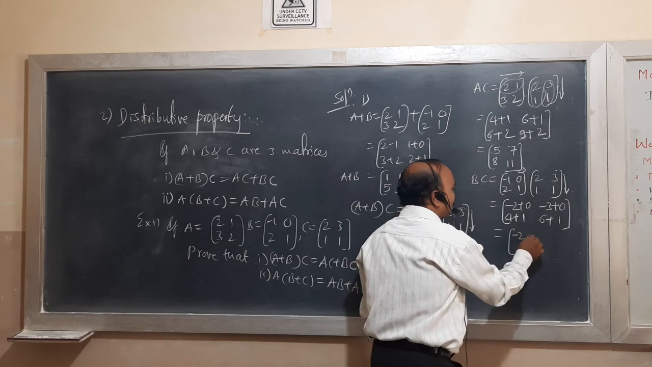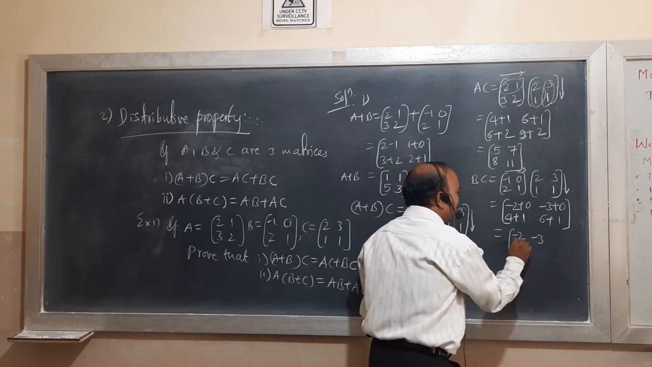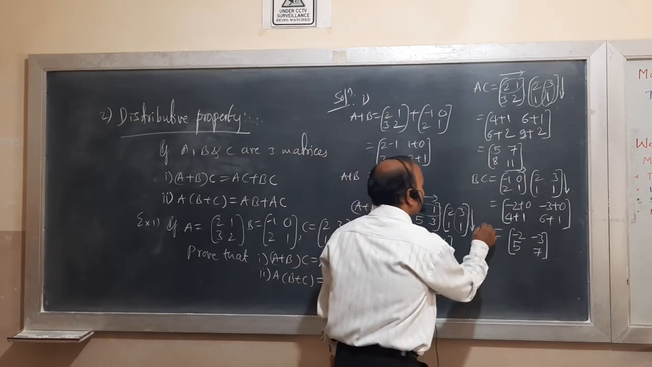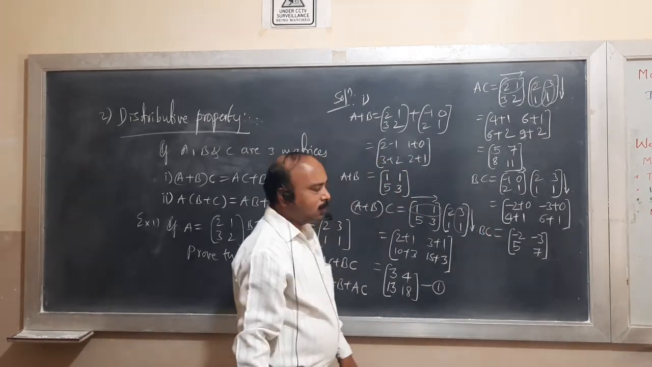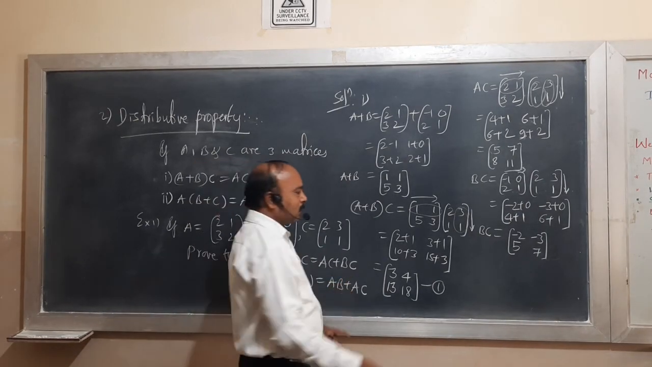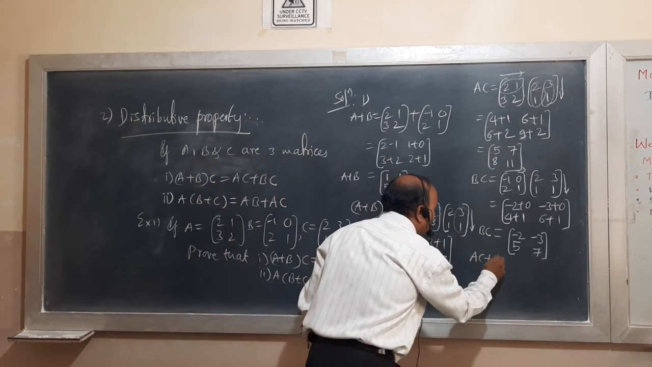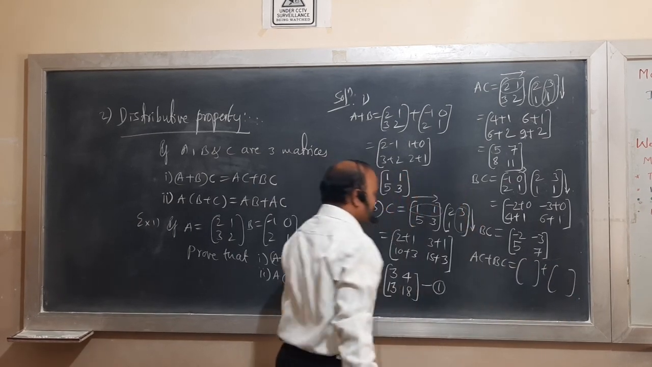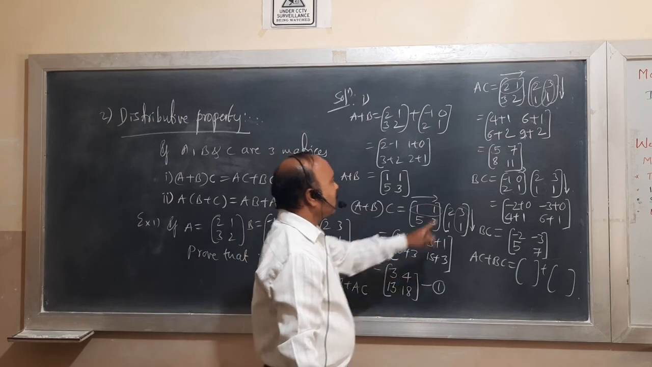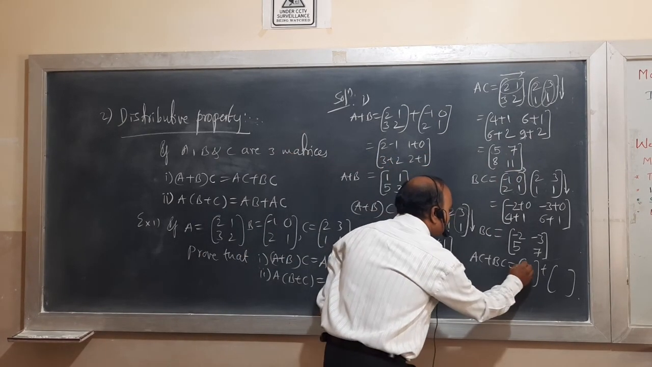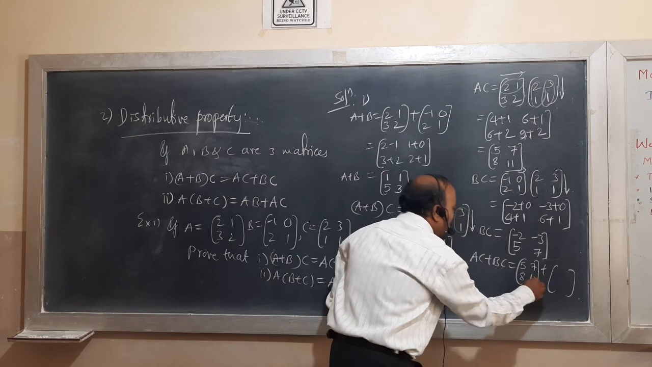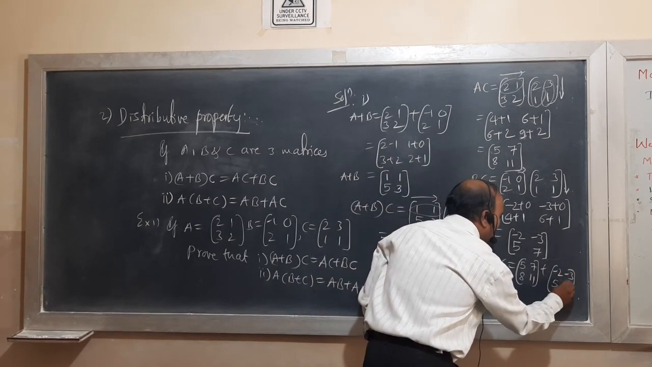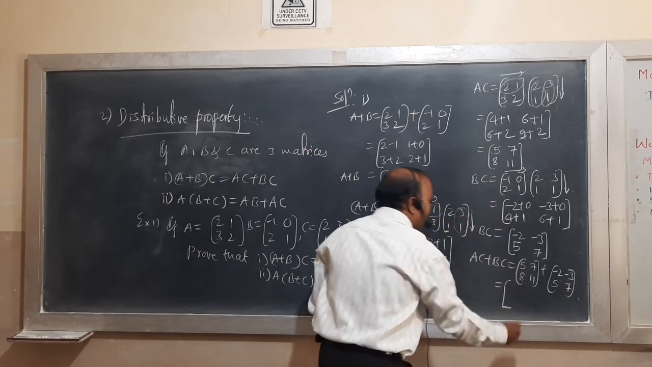You get minus 2, minus 3, 5, 7. Now it is matrix BC. After that we want AC plus BC. You add those two, AC plus BC equal to, substitute AC value. AC value is 5 7 8 11, and this BC is minus 2 minus 3 5 7. Add these two.